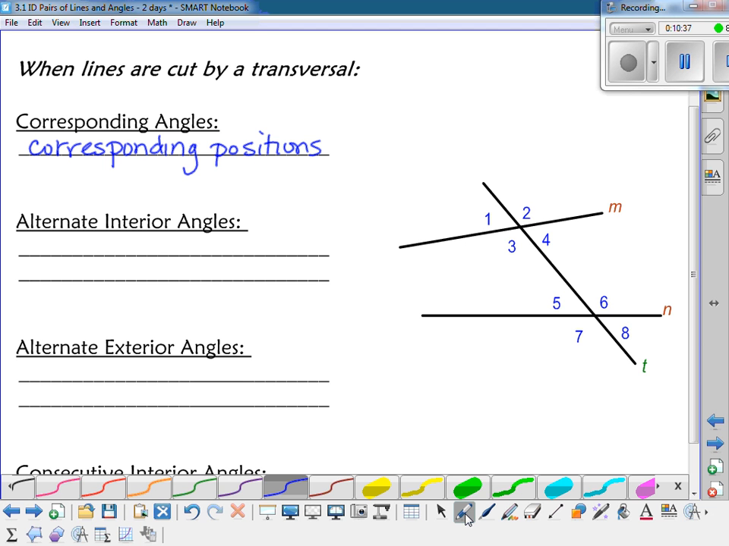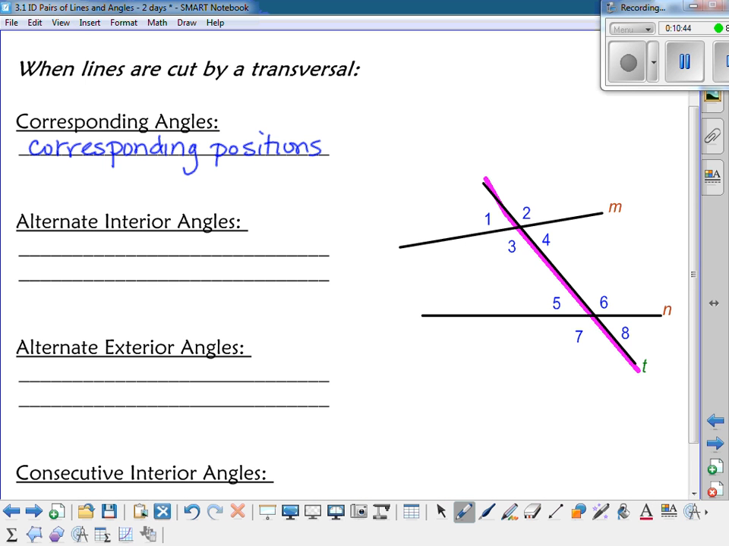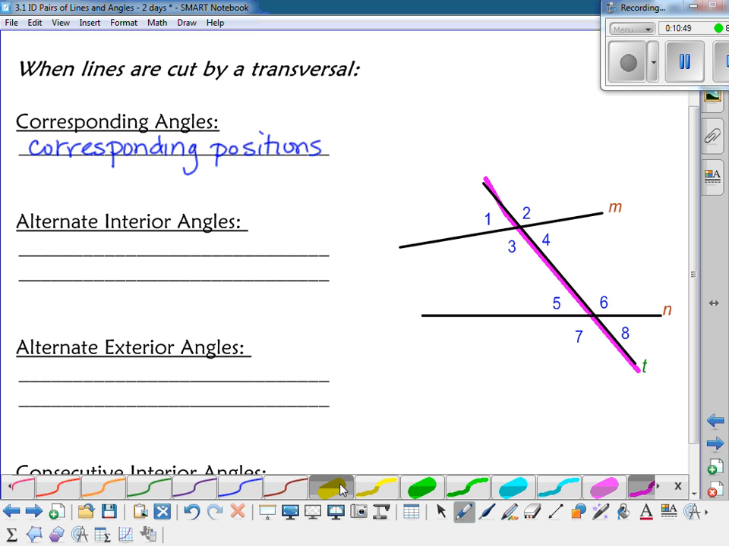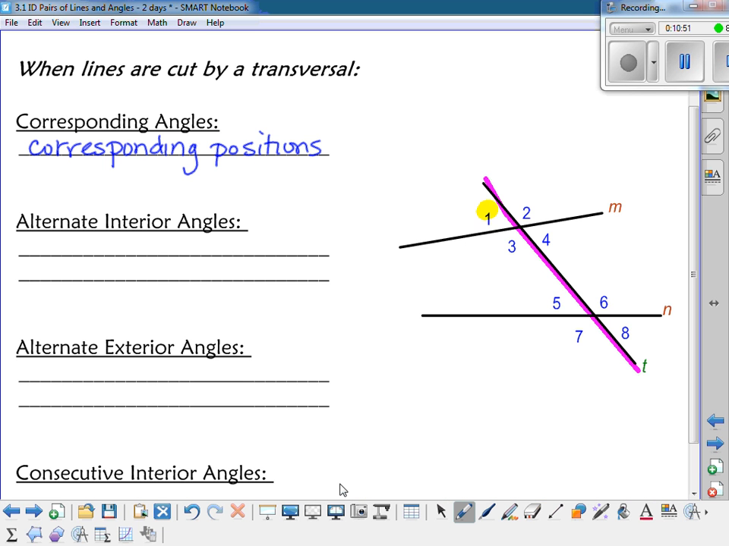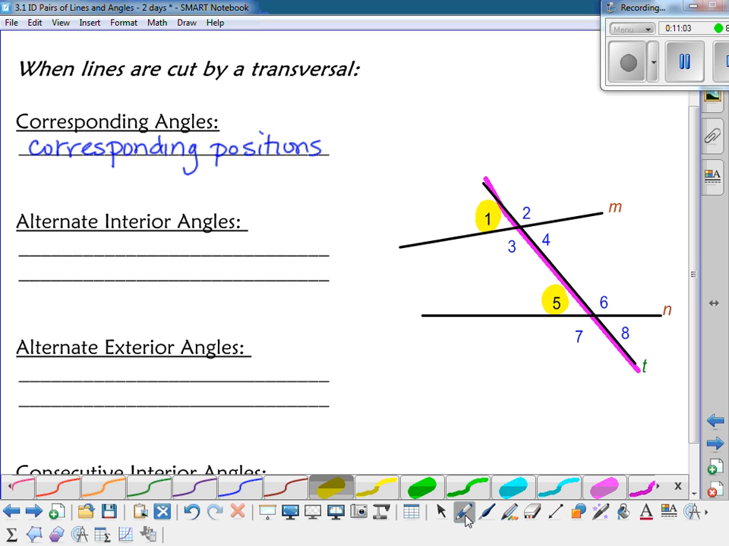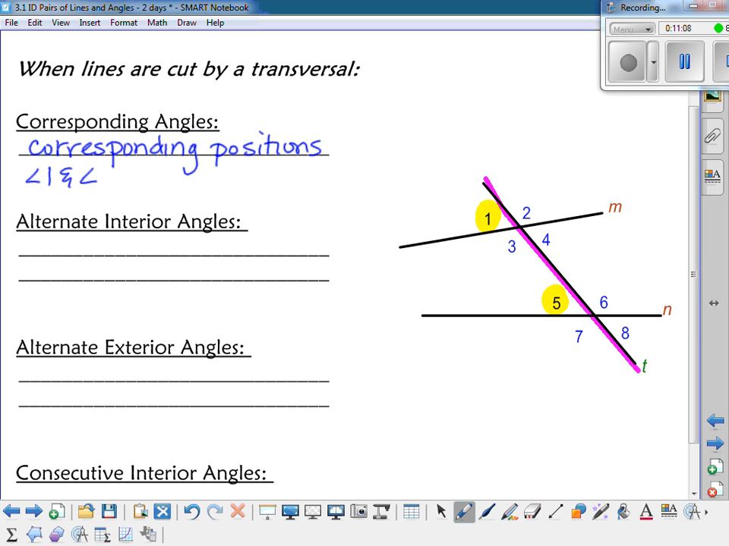So T is my transversal here. So I'll go ahead and mark that. That's my transversal. And angles that are in corresponding positions. So what I mean by that is, for instance, angle 1 is above line M and to the left of the transversal. And if I look at the other line, angle 5 is also above the line and to the left of the transversal. So they are in corresponding positions. Angle 1 and angle 5 are corresponding angles.